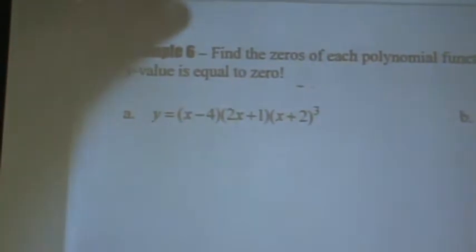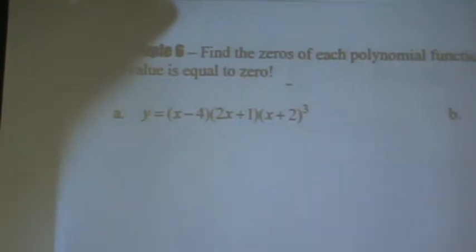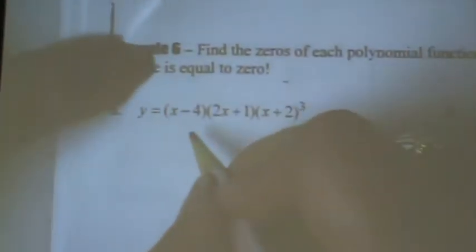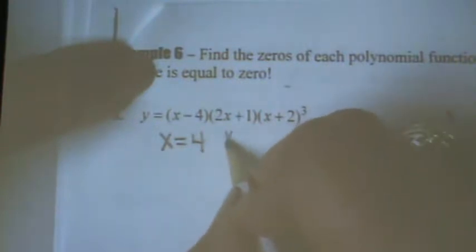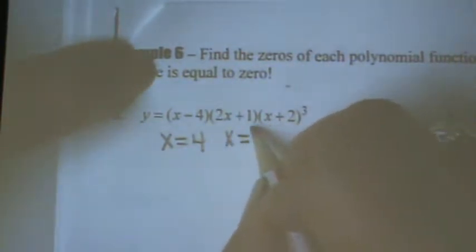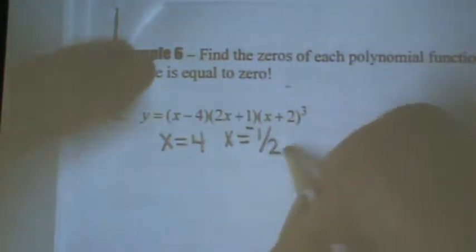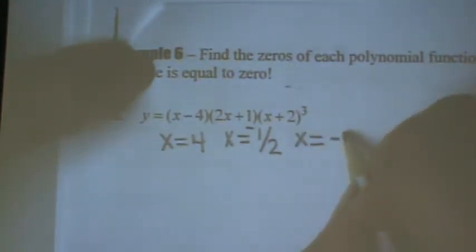Almost there. Okay, so, check this out. What are your zeros? Oh, yeah, she did it. X equals 4, X equals -1/2, and X equals -2.